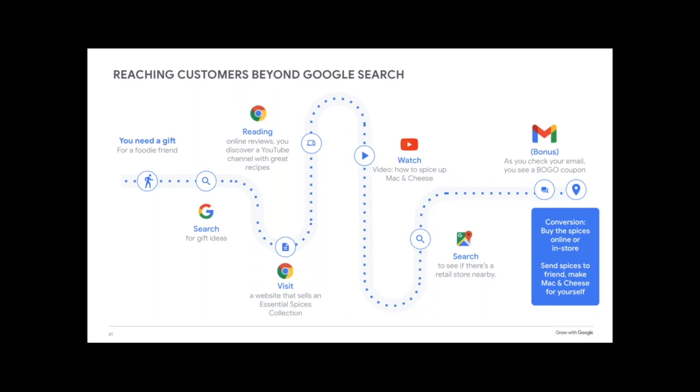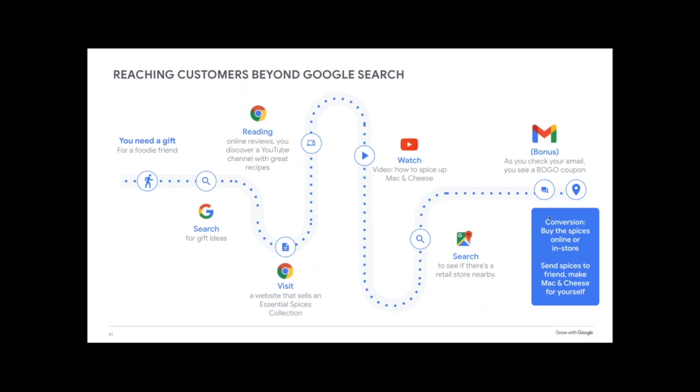The next thing, so you open up a YouTube channel, you see great recipes on there, then you visit a website that sells an essential spice collection. Great. Now you might have seen that, then you're going to open it up again, maybe on mobile, maybe on a tablet, something like that. You save it, you bookmark it for later, open it up again. Then you're going to watch a video, how to spice up mac and cheese. Then you're going to go back and search to see if there's a retail store nearby. That's where you're using Google Business Profile, or you're looking for businesses that are local on Google Search and Maps. Oh, and then you sign up for their email list. So you get an email. As you check your email, you see a BOGO coupon, score. Now you're going to use that code. It's not linear. People are looking in different ways.